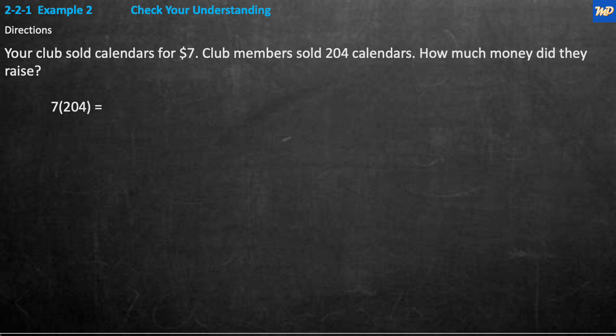Okay, hopefully you've gotten through it and you've tried it. So now we're going to do the same thing we did before. We're going to break this into the distributive property. The rule for the distributive property is 7 times, and we're going to break the 200 into 200 plus 4. So now when we break this down, we're going to have 7 times 200 plus 7 times 4.